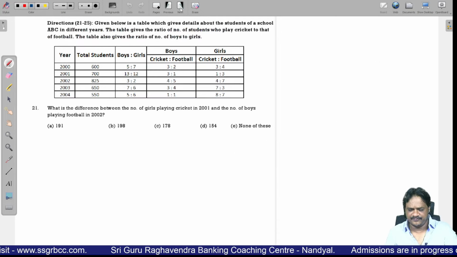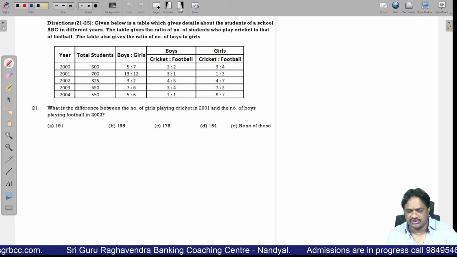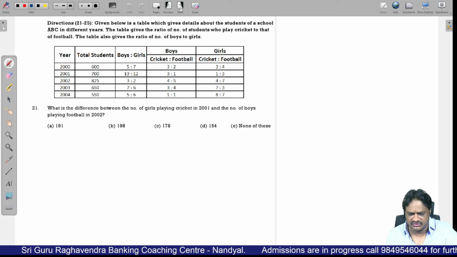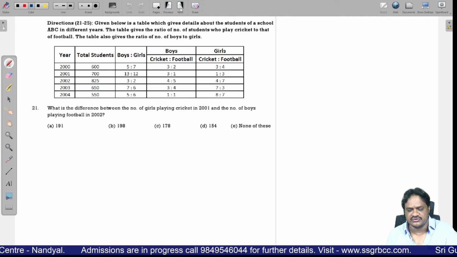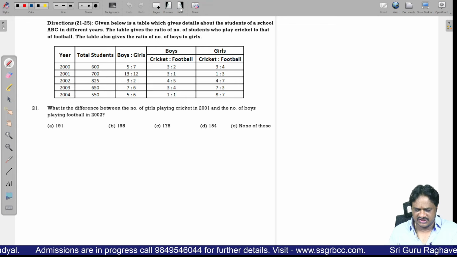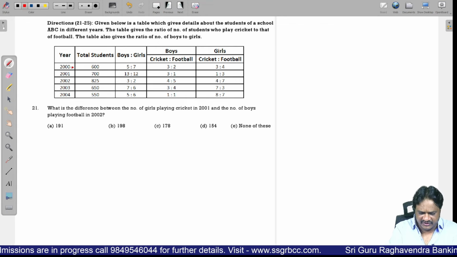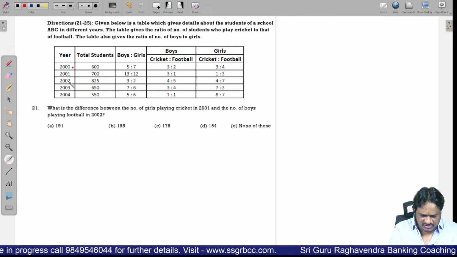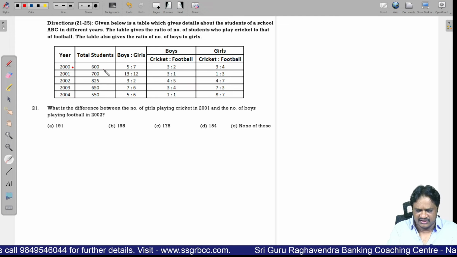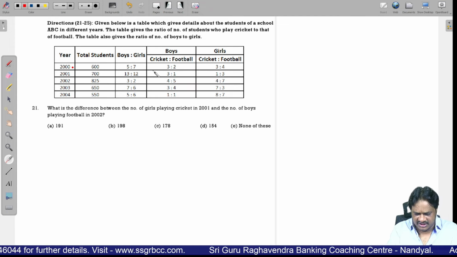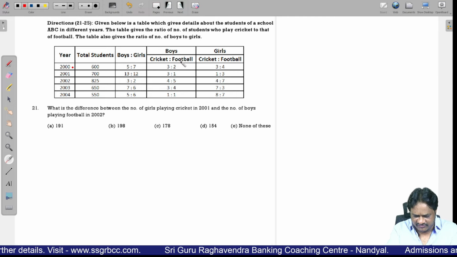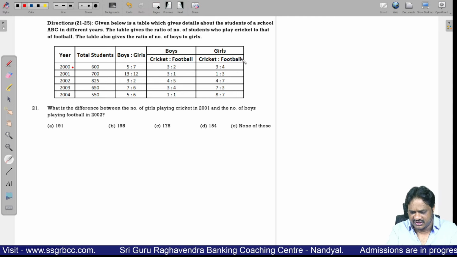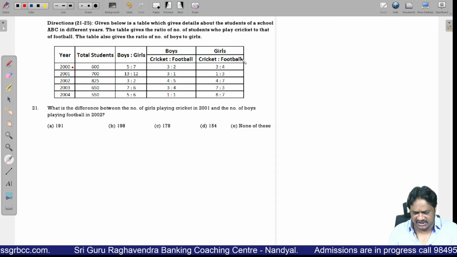Questions 21 to 25. Given below is the table which shows the details about the students of a school ABC in five different years. The table gives the ratio of the students who play cricket to that of football. The table also gives the ratio of boys and girls. So here we are given certain data for 5 years: 2000, 2001, 2002, 2003, 2004, and the total students, boys and girls. Out of boys, cricket playing boys and football playing boys. Out of girls, cricket playing girls and football playing girls. Now let us straight away go to the questions.